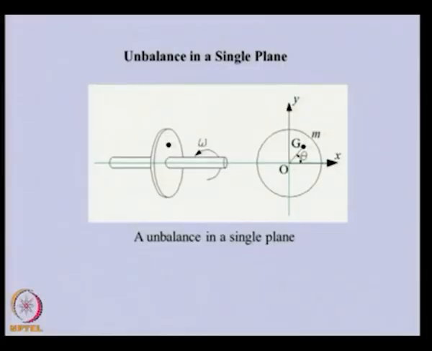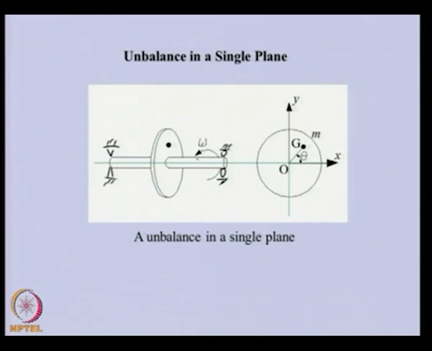So, let us say unbalance in a single plane. In this particular case, we have a rotor like this, supported, and we want to do balancing in a single plane. Basically it depends upon the geometry of the rotor. For this rotor system, you can see it is mounted on some kind of bearing at the ends.